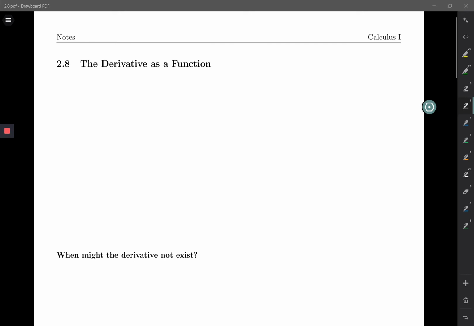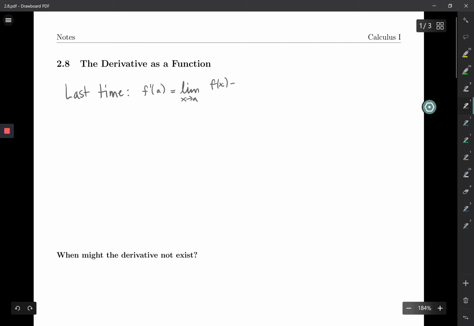So hopefully it's somewhat clear that what we saw last time was that the derivative at a point was equal to this limit, right? And so hopefully it's clear that if we were to change a, this limit would possibly change. So if we plug in a, the output, whatever that may be, depends on a. So this defines a function.